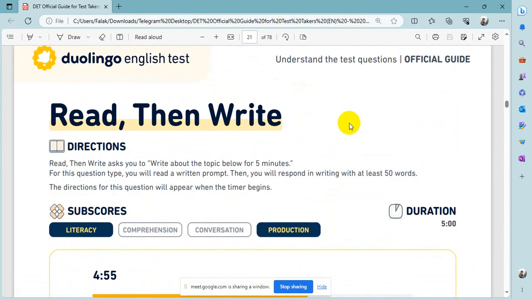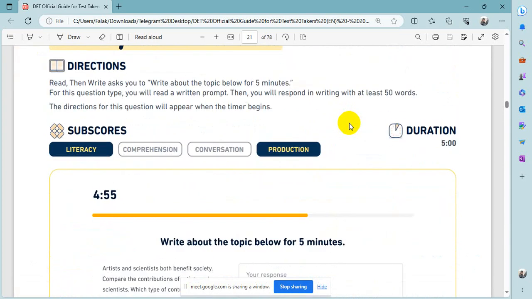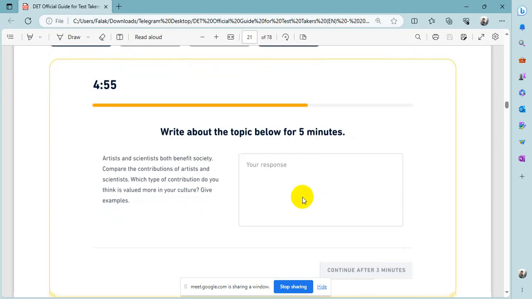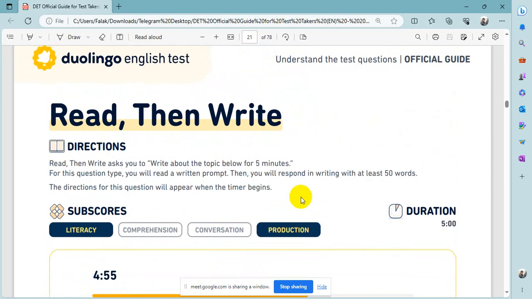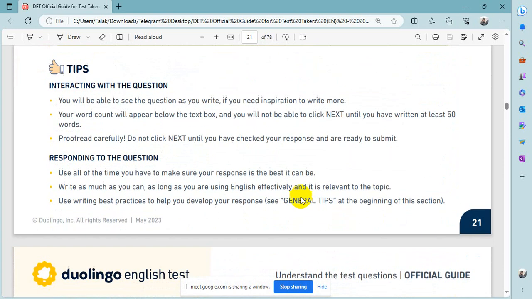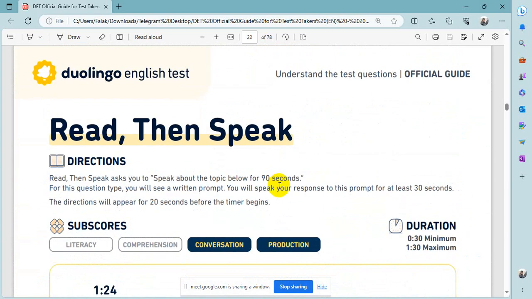This was the question of read then write. It goes to the category of literacy and production, and there is the prompt. On the left side you have the prompt, on the right side you have the box to write in, and that's it. That's everything about read then write. The duration is just 5 minutes. We have covered the tips, tricks and strategies for this question particularly, so let's move on.